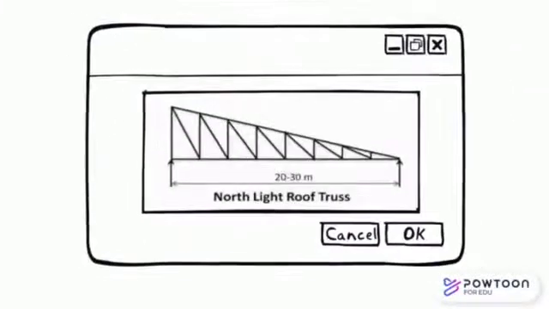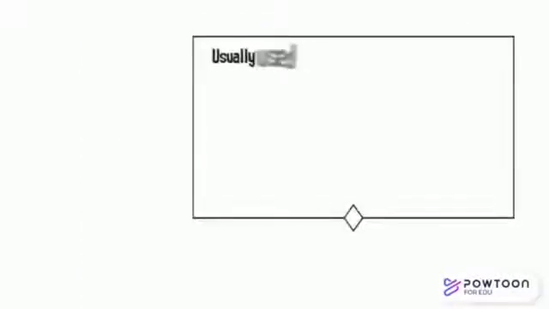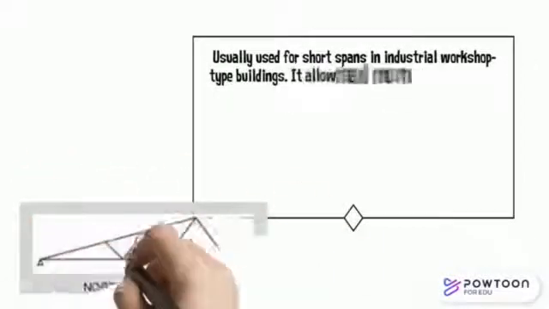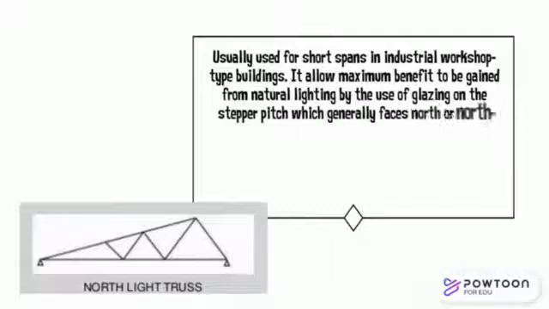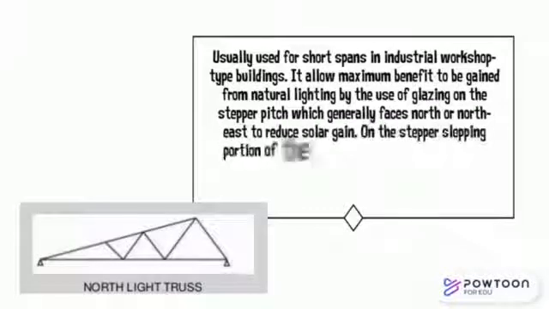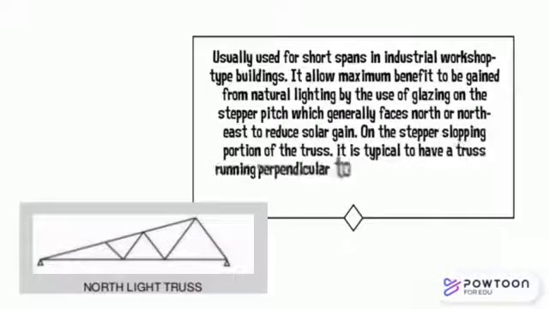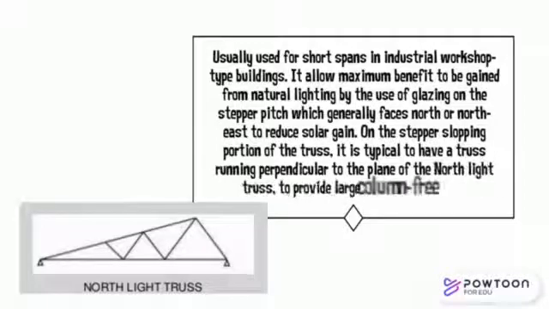As you can see in this picture, it is a north-light truss, usually used for short spans in industrial workshop type buildings. It allows maximum benefit to be gained from natural lighting by the use of glazing on the steeper pitch, which generally faces north or northeast to reduce solar gain. On the steeper sloping portion of the truss, it is typical to have a truss running perpendicular to the plane of the north-light truss to provide large column-free spaces.